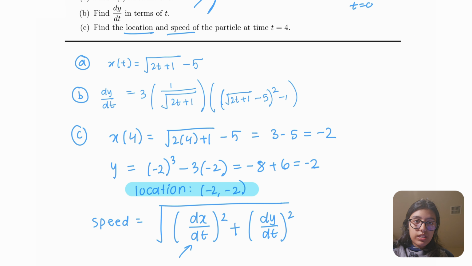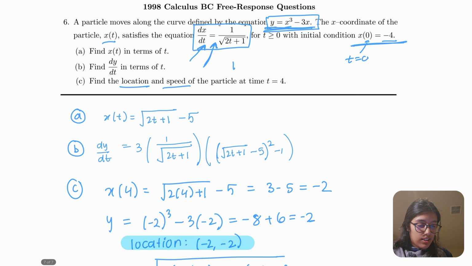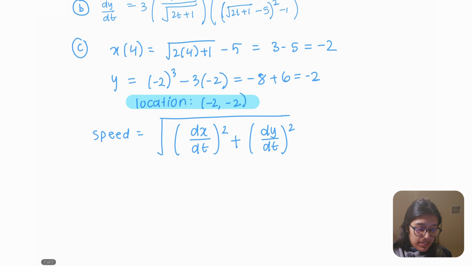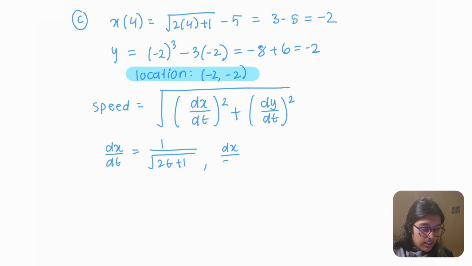So we already know dx/dt, right? dx/dt is this value right over here, but we need to find it at t equals 4. So I'm going to replace t with 4 in this dx/dt. We saw that dx/dt was equal to 1 over the square root of 2t plus 1. And dx/dt at t equals 4, I'm just going to replace t with 4, is equal to 1 over 3. Yes, 1 over 3.